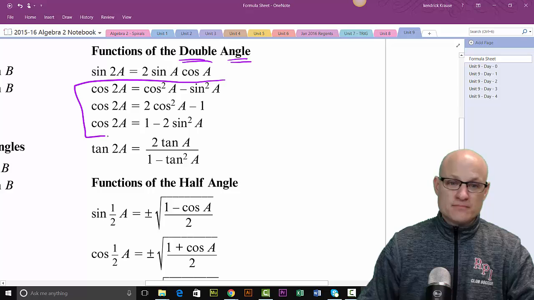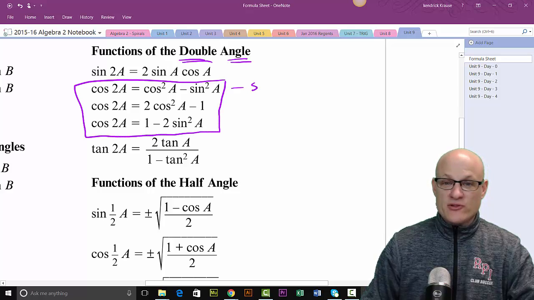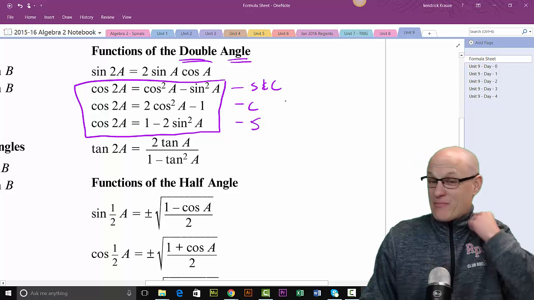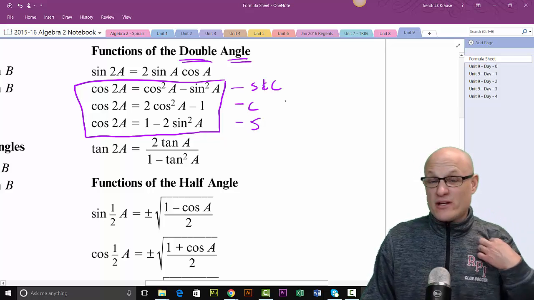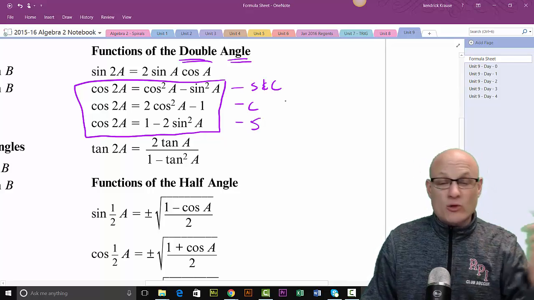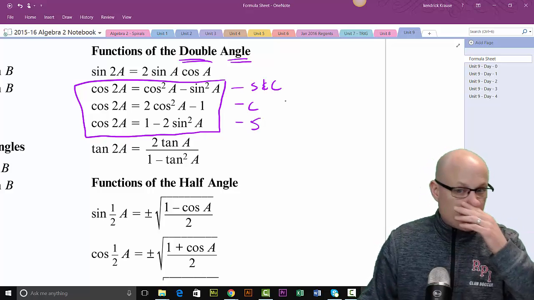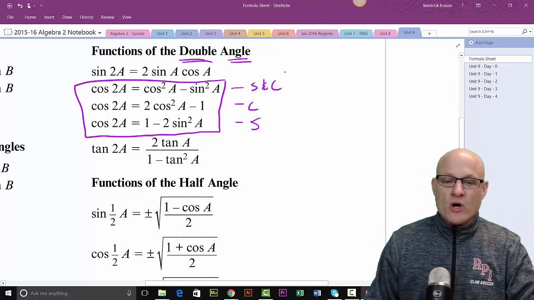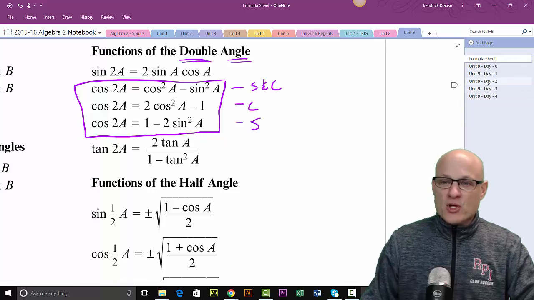We've got 3 formulas. Notice this one uses sine and cosine, just cosine, and just sine. Now you get to choose. It doesn't matter which one you use. All 3 of these are equal and will give you the same result. You just have to do the work. Well, in this particular problem, we were given sine.